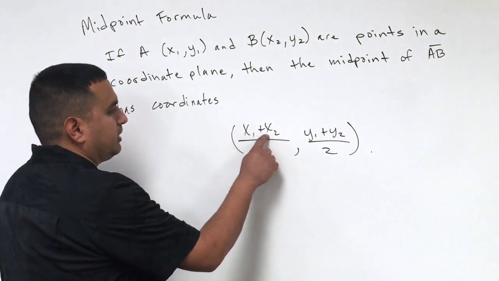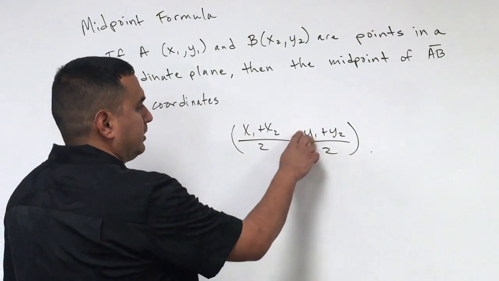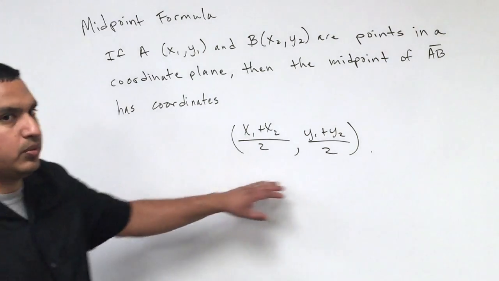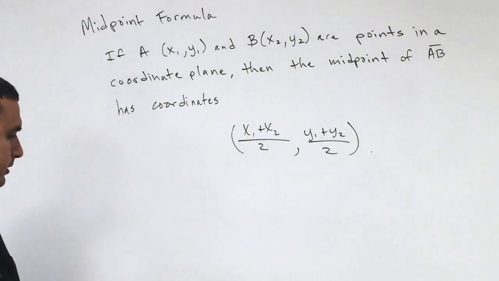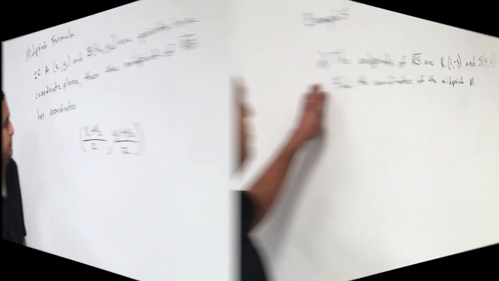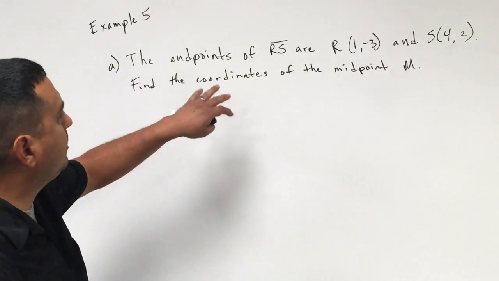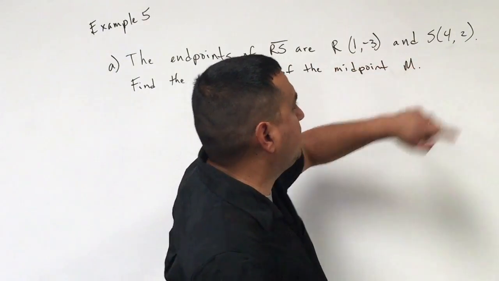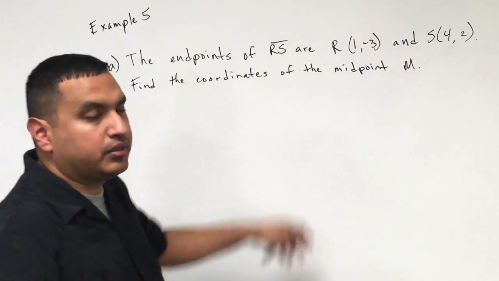I take x1 plus x2, divide by 2, and I take my y1 plus y2 and divide by 2. That gives me my x and y coordinate for the midpoint. And we'll look at an example. Example 5a says the endpoints of segment RS are at R is (1, -3), and S is at (4, 2). We want to find the coordinates of the midpoint.